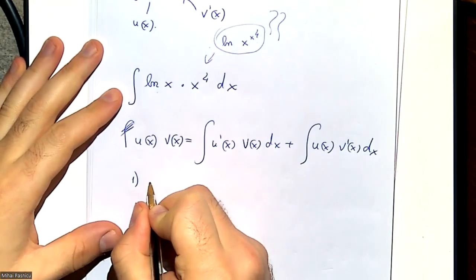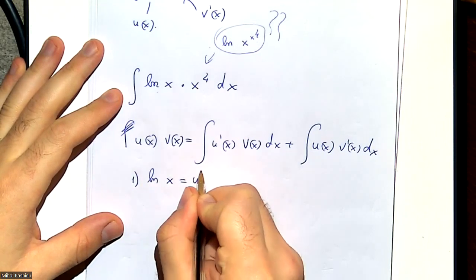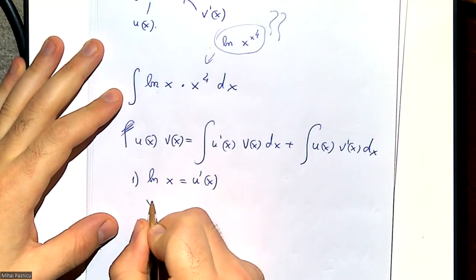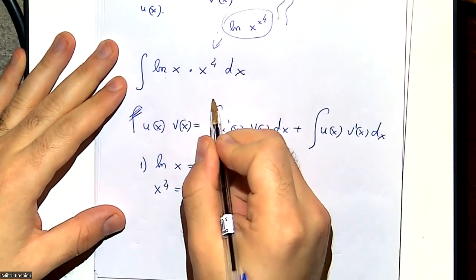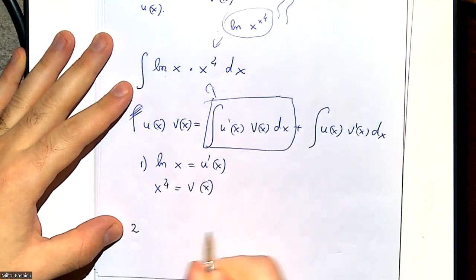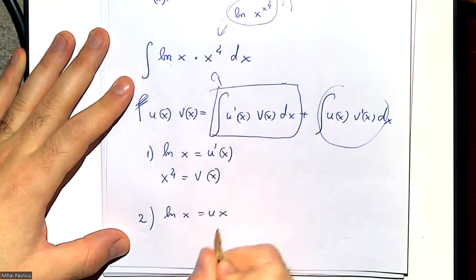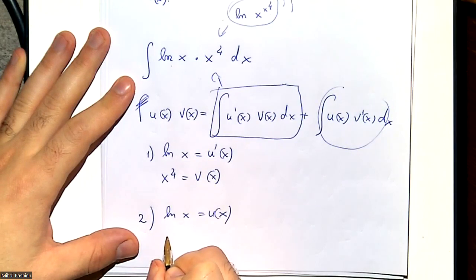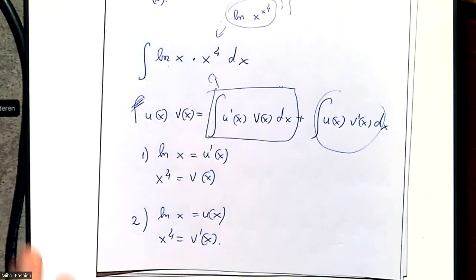The first case would be, let's take log of x is equal to u prime of x, and then x to the fourth is equal to v of x. This is one case. And then the second case, the other one, I have log of x equal to u of x, and then x to the fourth is equal to v prime of x. Does it make sense? Does everyone understand how I split my cases? These are the only two cases which I can make.